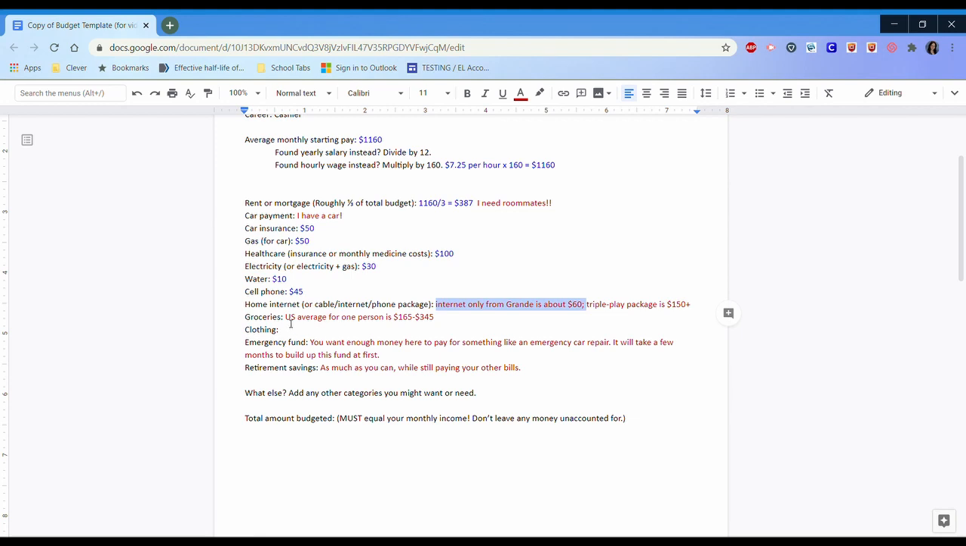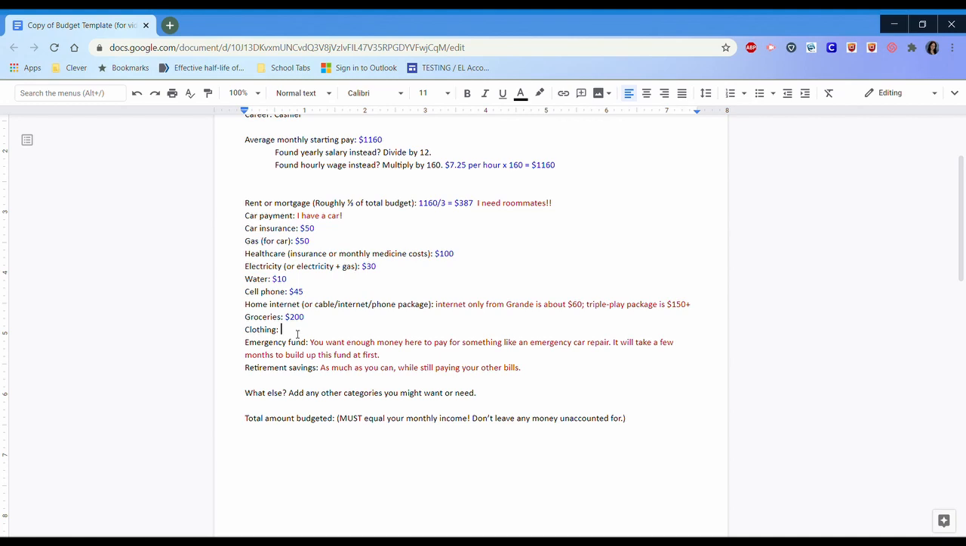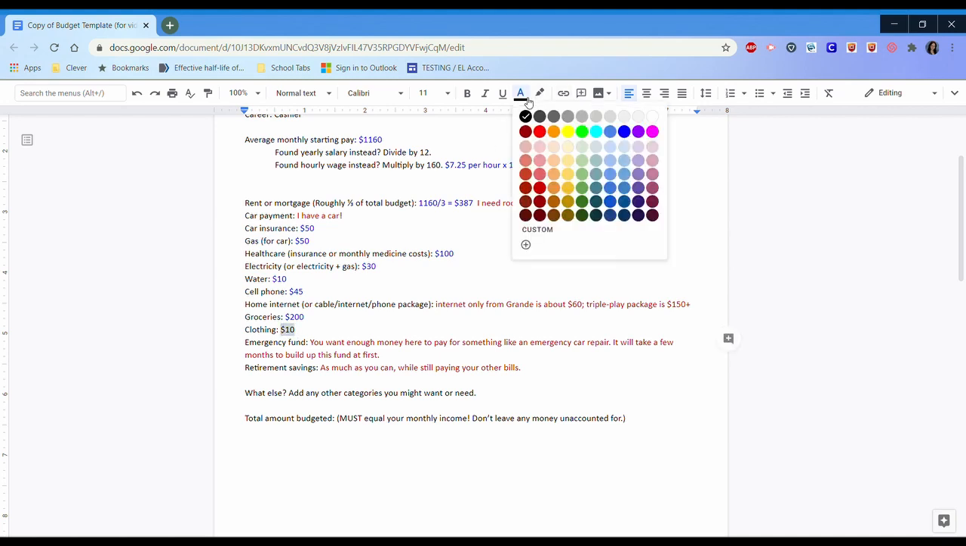Groceries. US average for one person is this much per month. So let's go in the middle of that. Let's go like $200 per month. Maybe you'll be able to save some money, especially once you get used to it. Learn how to use coupons and learn where the deals are, things like that. Okay, clothing. Now, you're not going to buy clothing every month, but you need to set some money aside for when your shoes wear out, or for when you stain your favorite shirt and you can't wear it to work anymore, or whatever. So maybe let's set aside just a little bit, because we have a lot of money here.